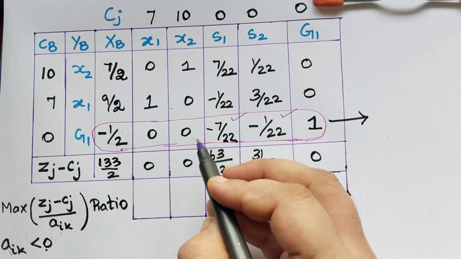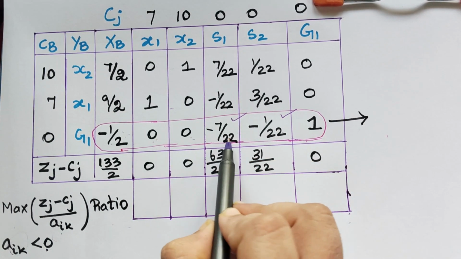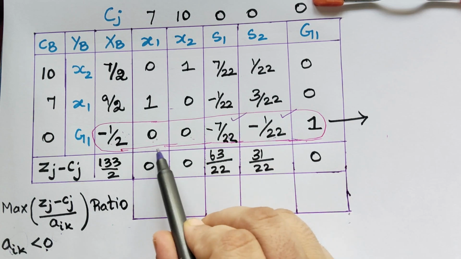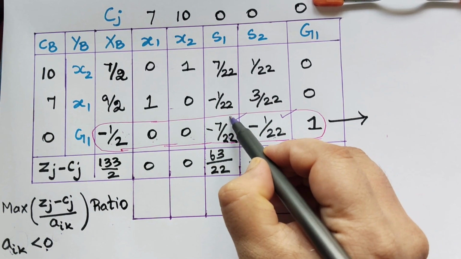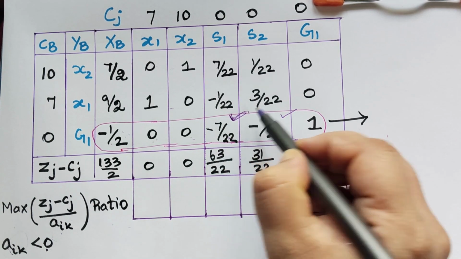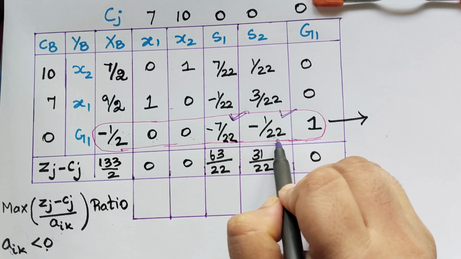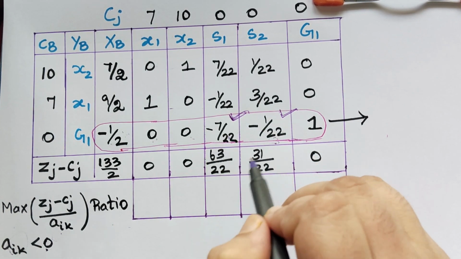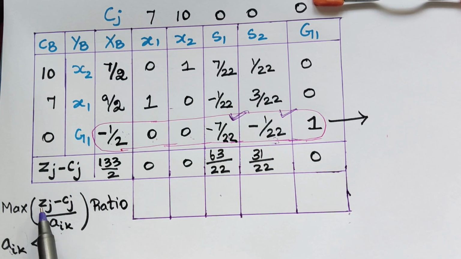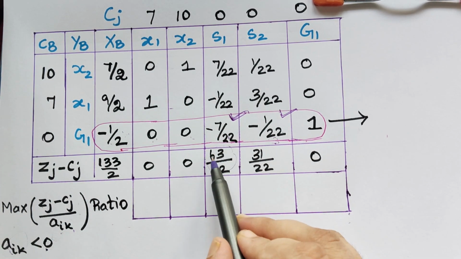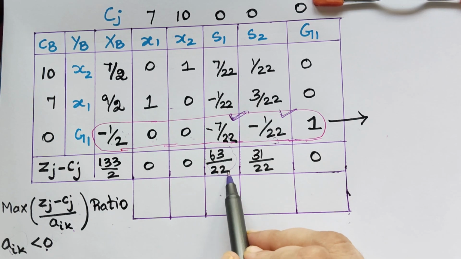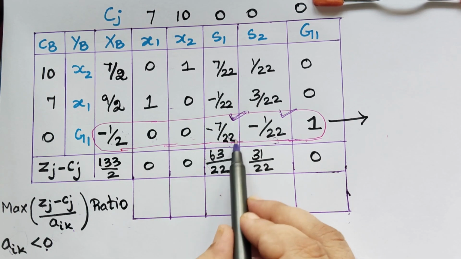So, when we see, these are the Aik elements, that is from the leaving row. In that we have to pick up only the negative elements, that is the elements which are lesser than 0. So, these are the values. For these two alone, we have to find the ratio, and the ratio is Zj minus Cj divided by Aik. So here what will be the ratio? Zj minus Cj is 63 by 22 divided by minus 7 by 22.